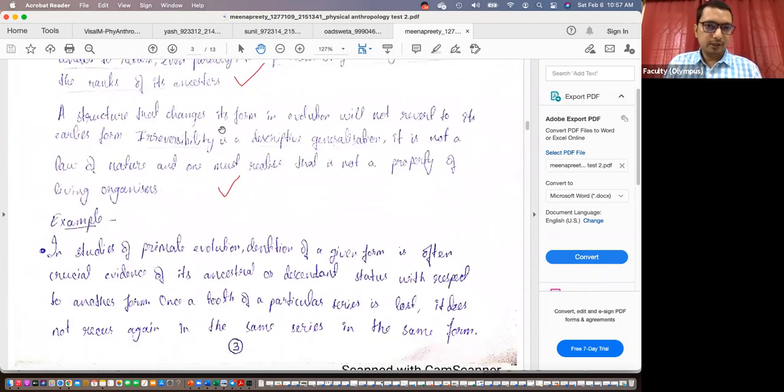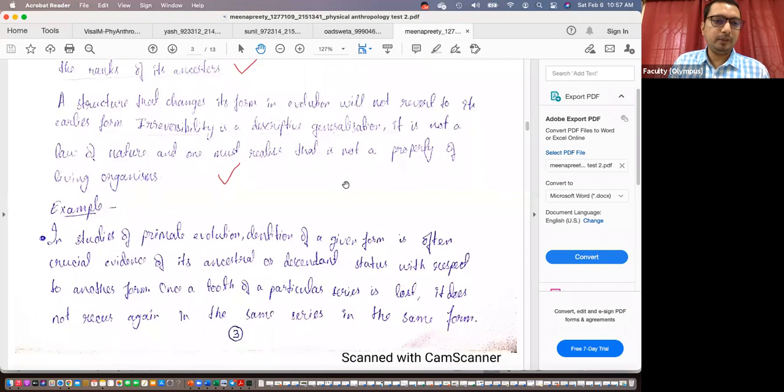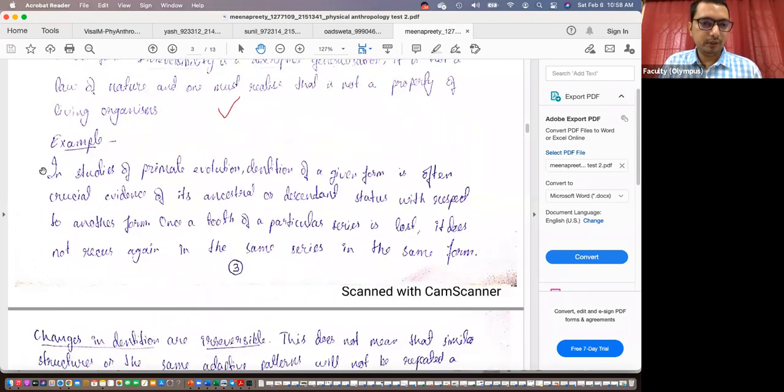A structure that changes its form in evolution will not revert to the earlier form irreversibly. This is a descriptive generalization. So they're trying to generalize it, but they're talking about statistical improbability here. It is not a law of nature, and one must realize that it is a property of living organisms. So these types of explanations are very, very important. And you have also taken good examples here.